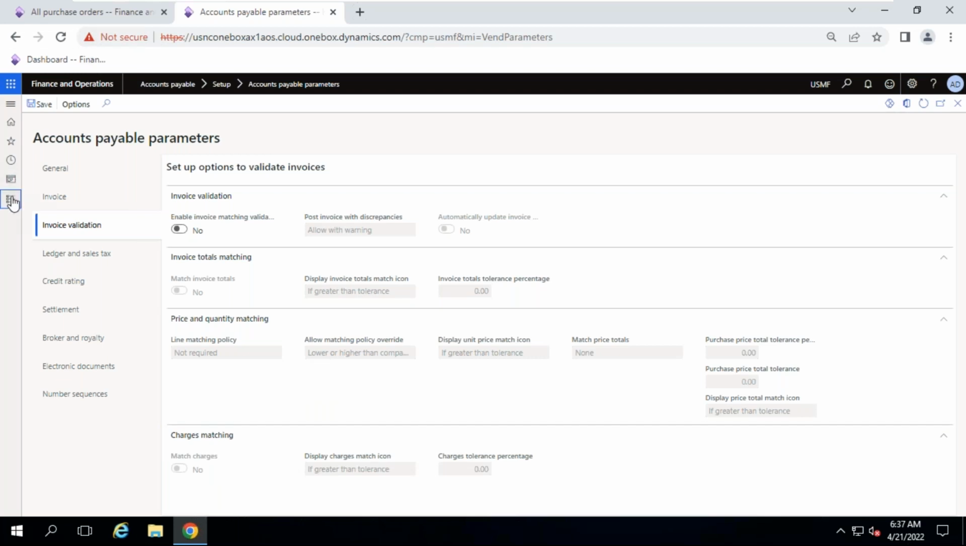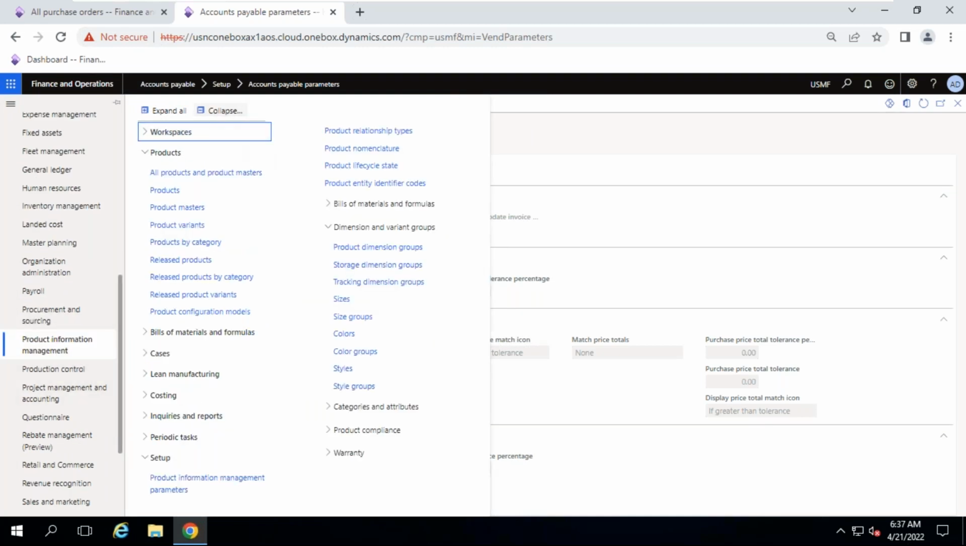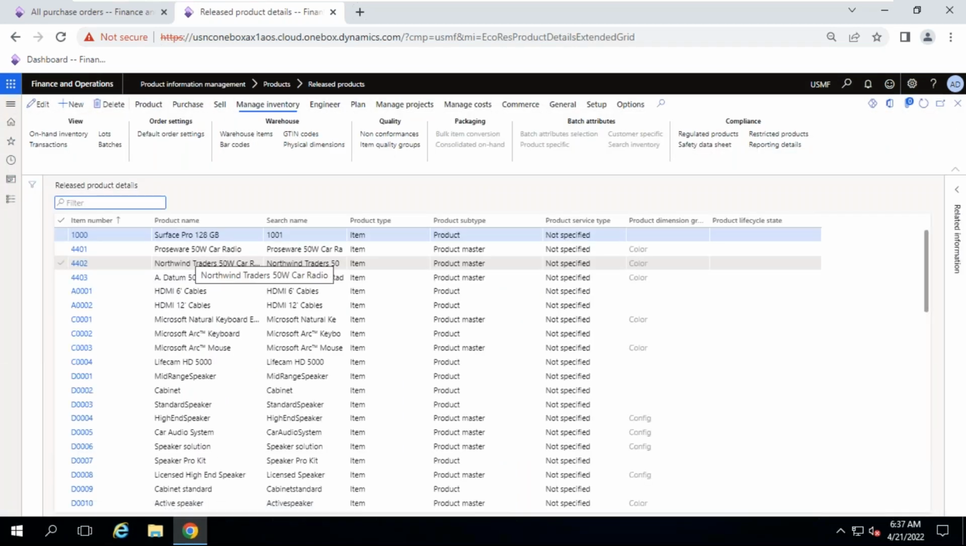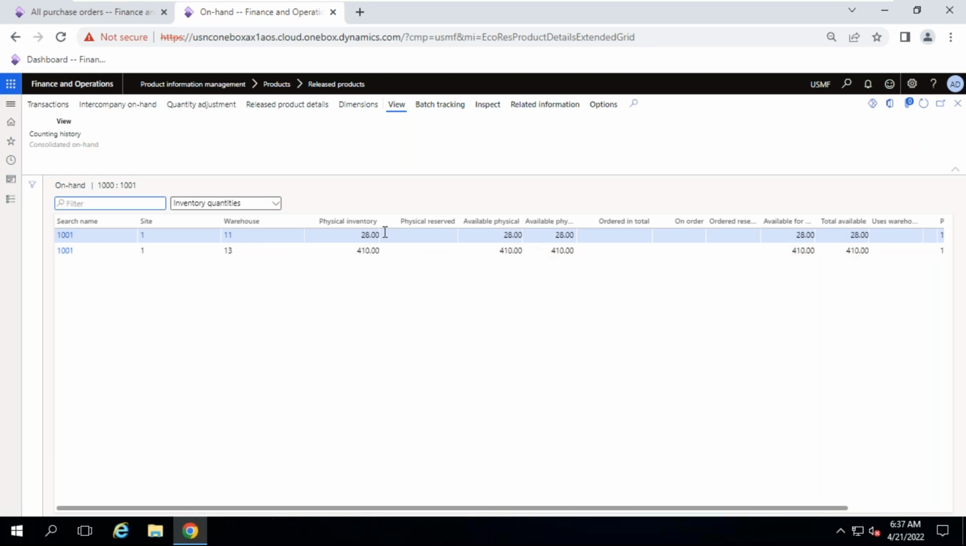Fine. So let me go to released products. That is item master, product information management, products, released products. For item 1000, view area page, manage inventory tab, this is the manage inventory fast tab. On-hand inventory: it is 28 available. Ordered in total it is 0.